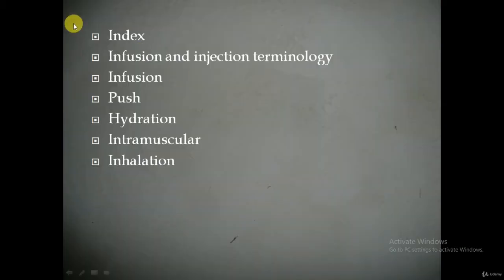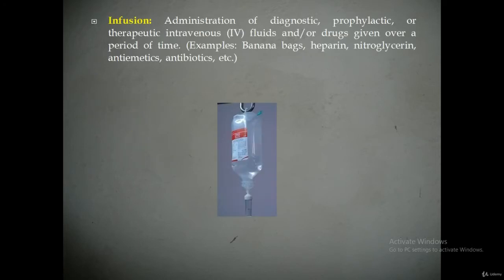So the index is here. You can see infusion and injection terminologies: infusion, push, hydration, intramuscular and inhalation. So these are the services and how to code these services, and I'll be explaining with some scenarios also. So first we will see what is infusion.